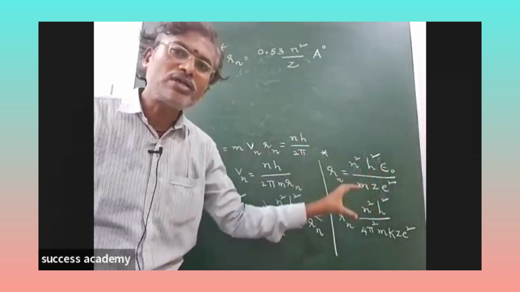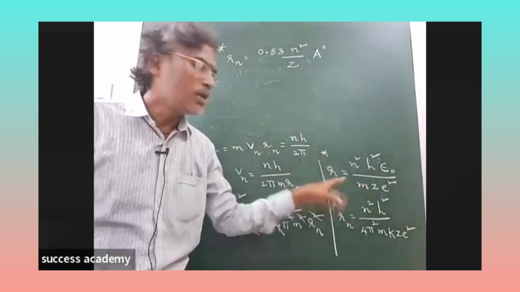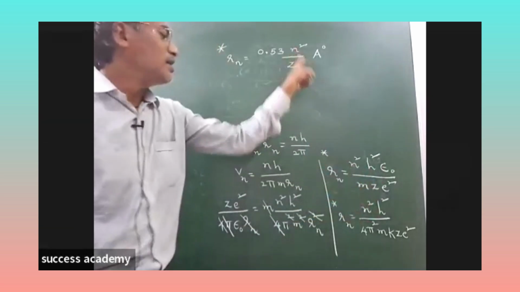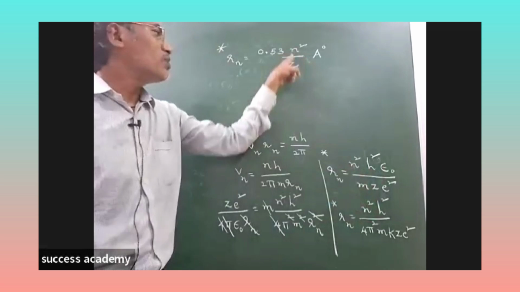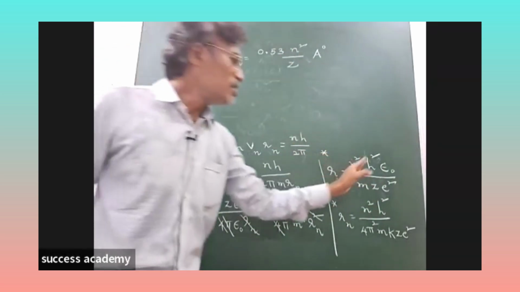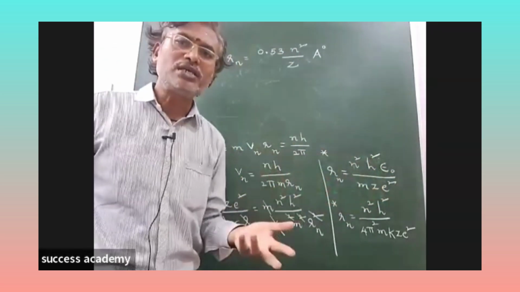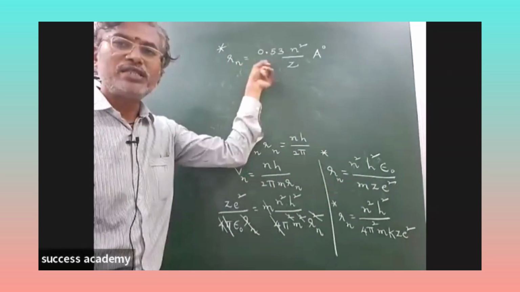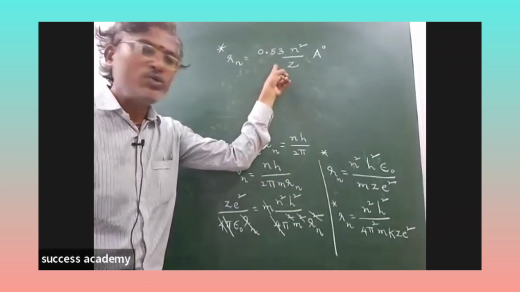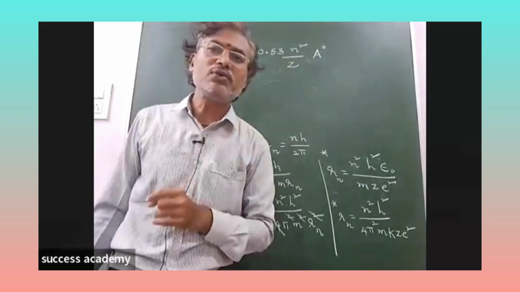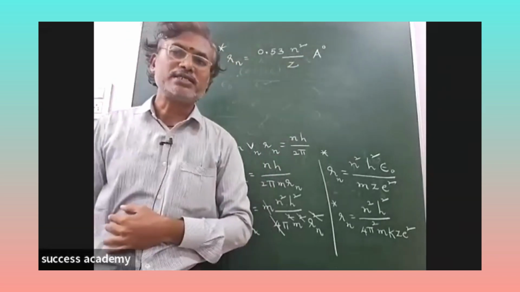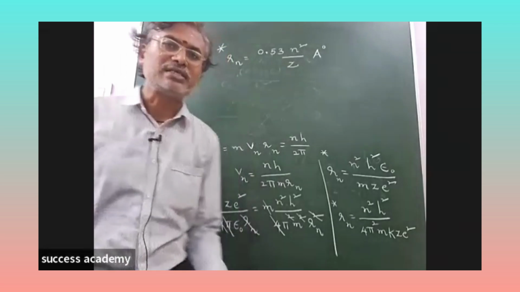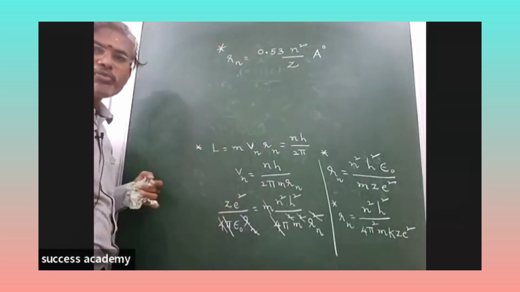If you substitute all the constants in this formula, then what about the remaining one? N square is the numerator, Z is in the denominator, n square by Z. If you substitute all these constants, then you will get a new constant. That new constant is 0.53 n square by Z. What's the unit? Armstrong unit. 1 Armstrong unit is equal to 10 power minus 10 meters. So this is the generalized formula.